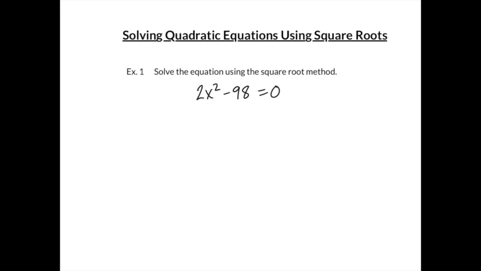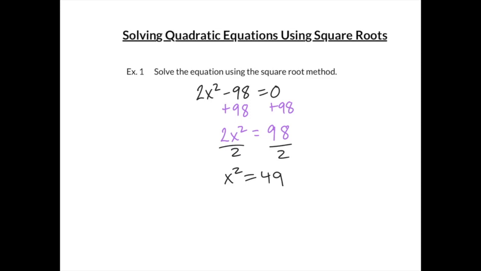To solve using the square root method, you're going to isolate your x, or your variable, just like you would when solving any other equation. So we're going to use inverse operations here and start by adding 98 to both sides of the equation, which will give us 2x squared equals 98. Now we want to divide by 2 to isolate the x, which leaves us with x squared equals 49.